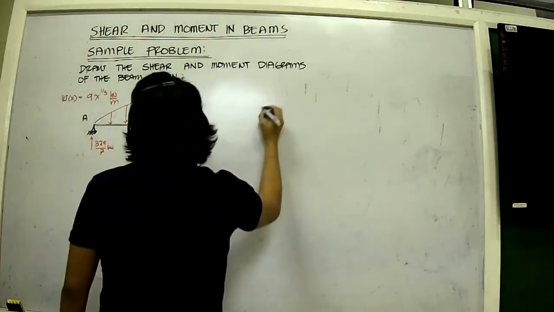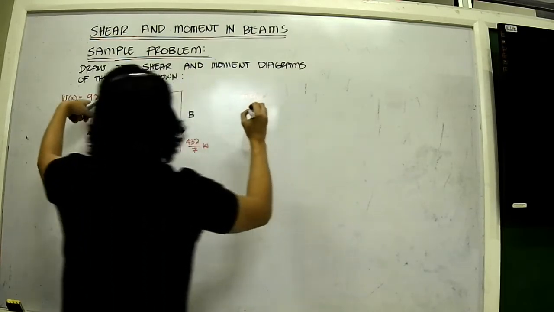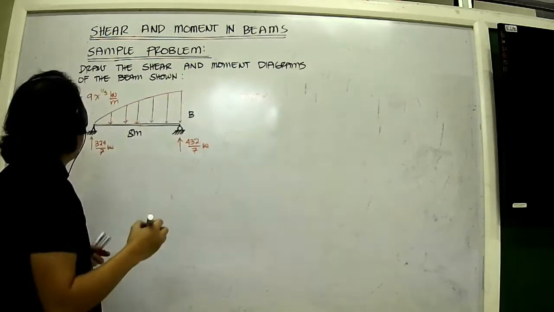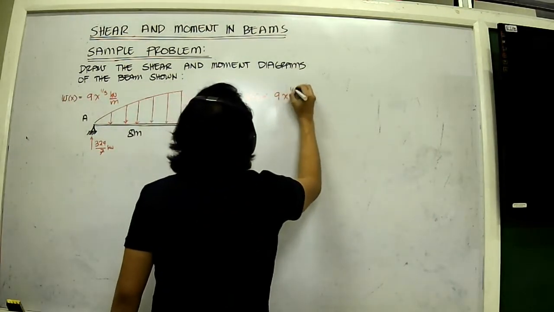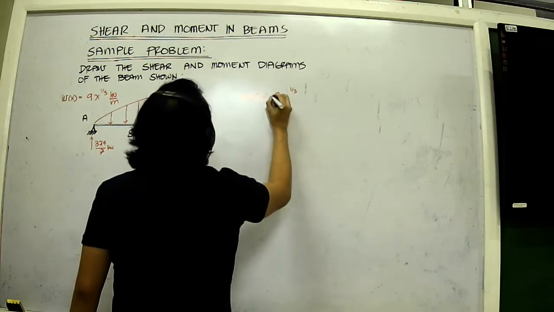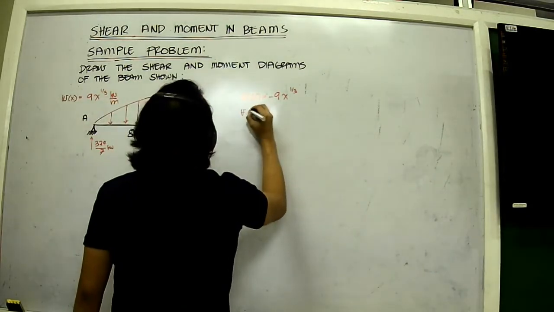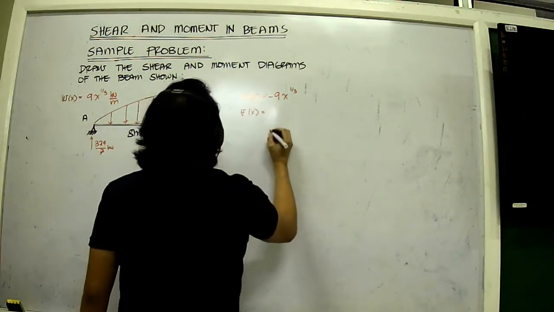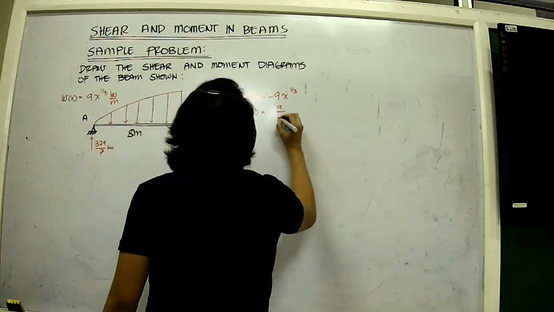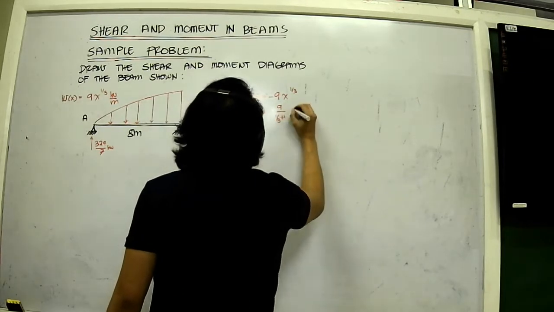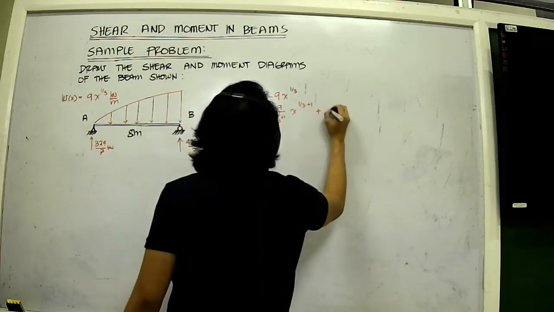Now, I have the load here. This is actually 9 times x to the 1/3. Now, 9 x^(1/3) should be negative, since the load keeps going down. I integrate this, and I will have negative 9 over 1/3 plus 1, x to the 1/3 plus 1, plus C.